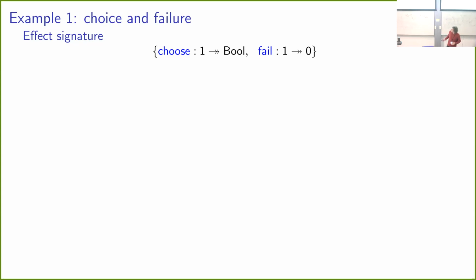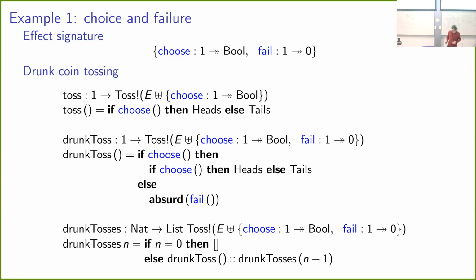Okay, so we've got this effect signature, and now we can write programs using it. I've got a whole load of stuff here to explain. This is a slightly contrived, silly example I like to use. It's my starting example for effect handlers. So imagine tossing a coin. Here's a function that describes a coin toss. We just run choose, and if it's true, then return heads, else return tails.